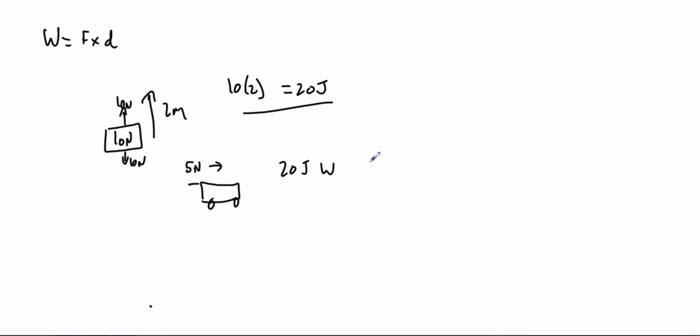How far did you go? Well, 20 equals 5 times d, and that's divide by 5, 4 meters. So you can calculate work any way you'd like, force times distance.